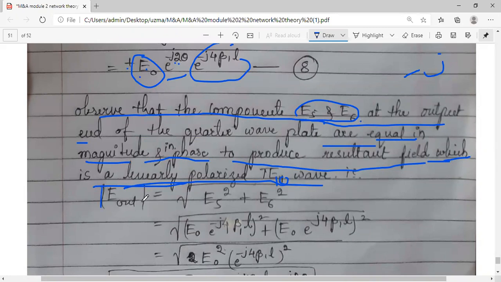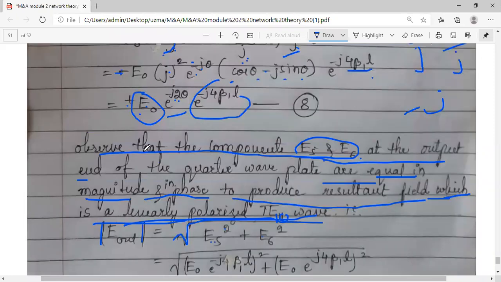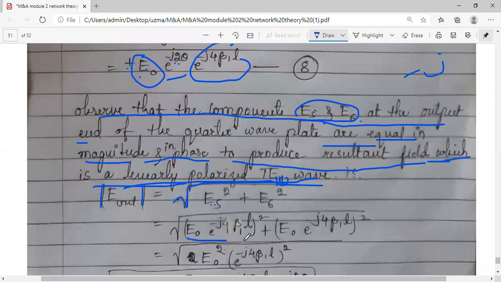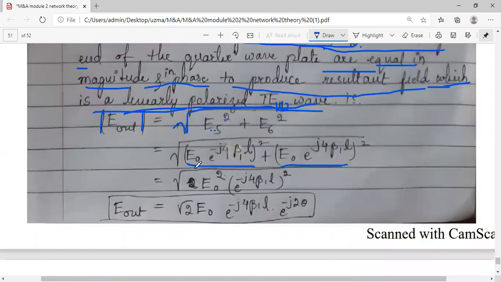So how do you write the overall resultant value? You take the magnitude. Sorry, not root mean square, it is the magnitude. How do you calculate the magnitude? Take the squares of the magnitudes of E5 and E6. So this is your magnitude: E naught e raised to this, E naught e raised to this, because theta is our phase. Take the magnitude of this, it is square root of 2 times E naught squared, and I have simplified this. How do you write the final output?